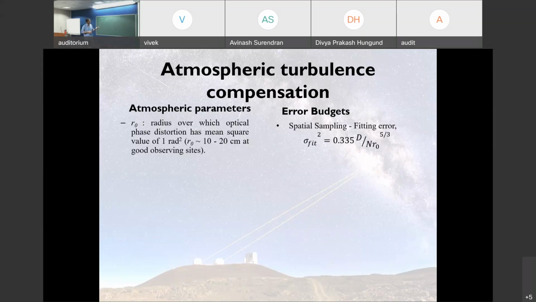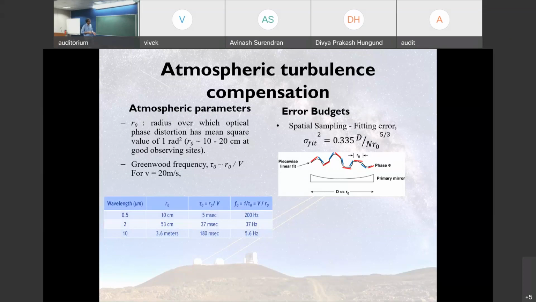This gives an example of some of the error budgets. For example, depending on the site, there is a parameter called the Fried parameter. The Fried parameter decides how distorted the wavefront is, and it can vary from site to site depending on the seeing conditions. The adaptive optics system has to be designed so that the lenslets or the deformable mirror actuator pitch is of the order of this distance r0, which is about 10 centimeters on the pupil plane.